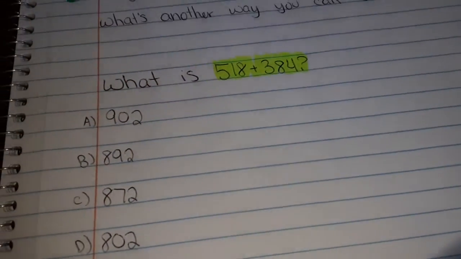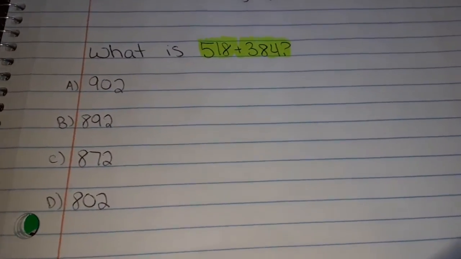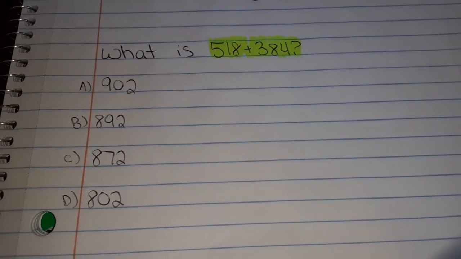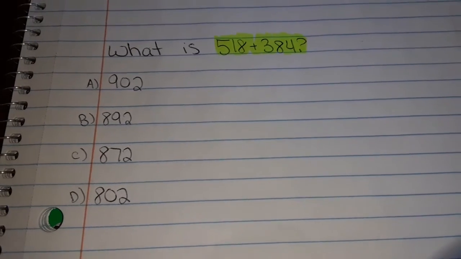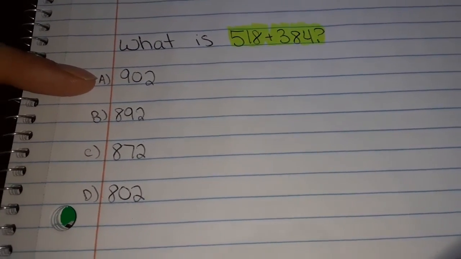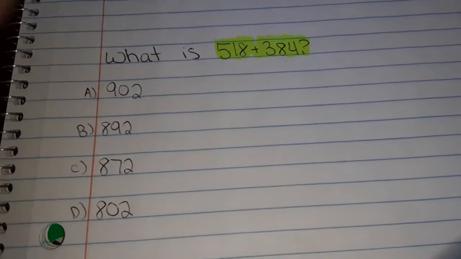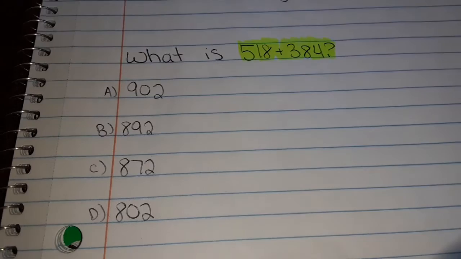And our last question of summer school math is, what is 518 plus 384? And you have these 4 answers to choose from. Make sure to add wisely. I know you can do it, and I can't wait to see you back in school next month.